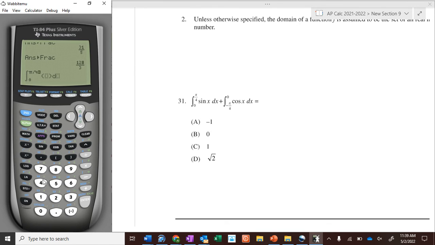So pi divided by 4, then you go down here, sine of x, and then you have to put an x behind the dx, and then plus, alpha F2 again, 4, and then it's negative pi over 4 to 0 of the cosine of x dx, enter, and you get 1.